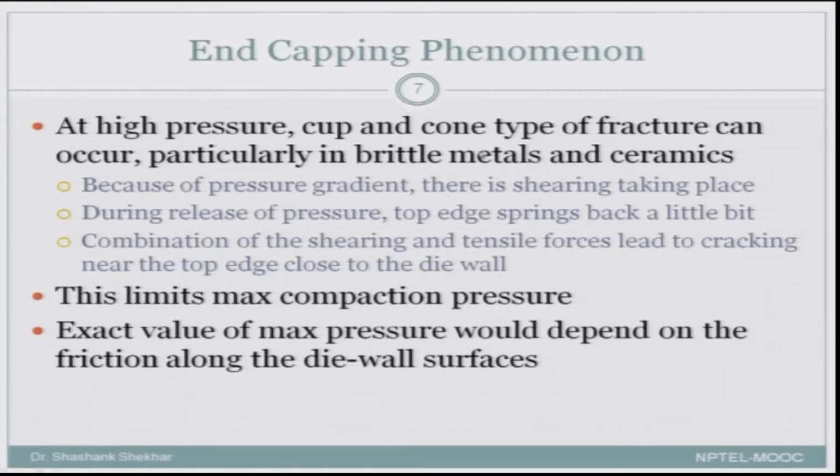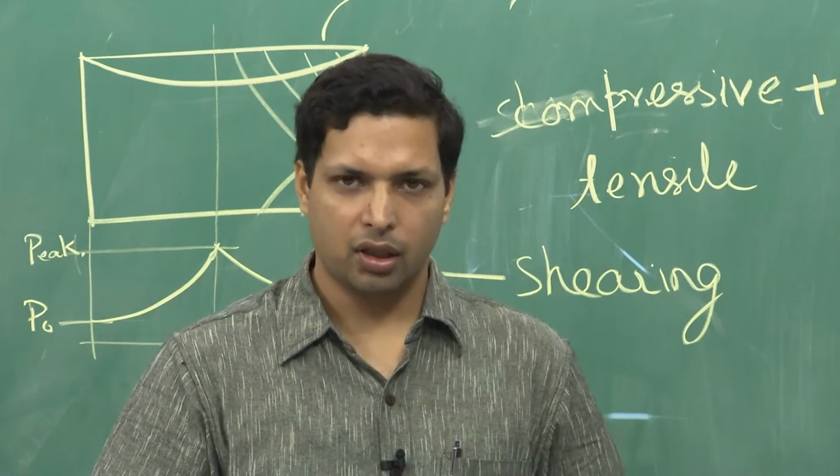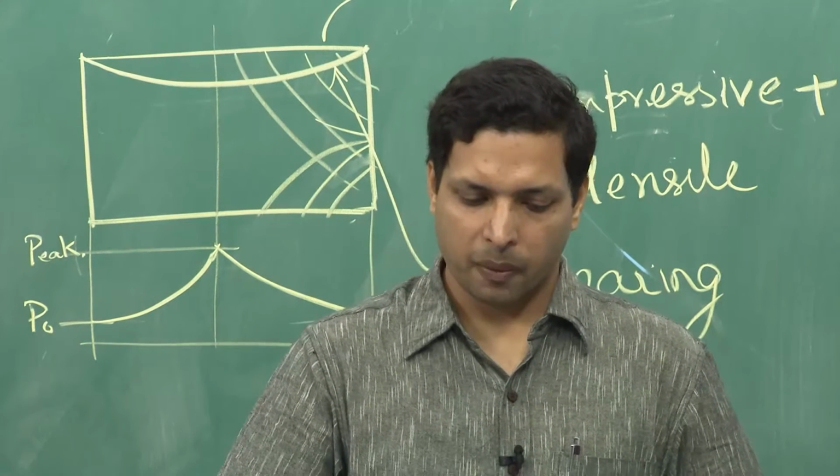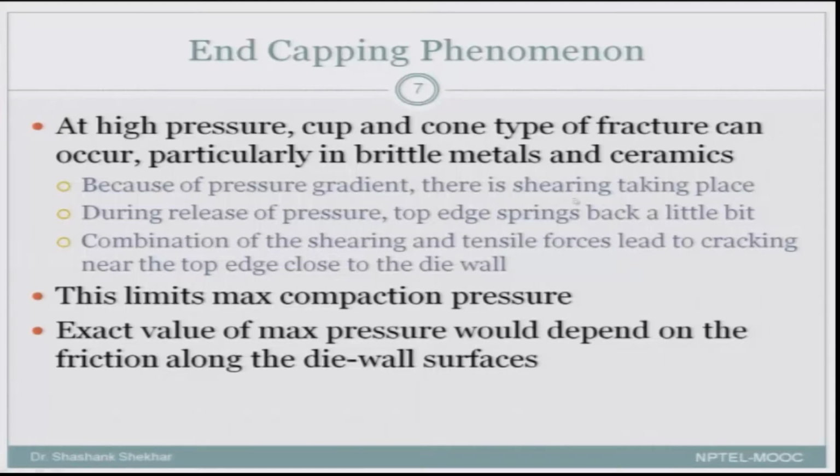So, at high pressure, cup and cone type of fracture can occur, particularly in brittle metals and ceramics. This is a phenomena that is more common in brittle metals and ceramics, not so much in ductile materials. Because of the pressure gradient, there is shearing taking place. So, one of the reasons, as we said, is the pressure gradient. During release of pressure, the top edge springs back a little bit. So, there is a shearing and tensile force leading to cracking near the top edge close to the die wall, and this is what is called the end capping phenomena.